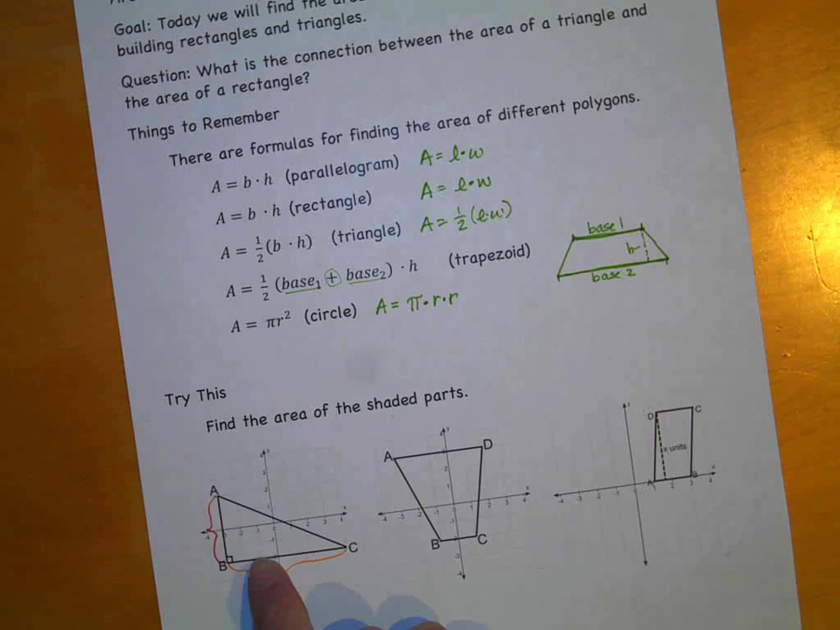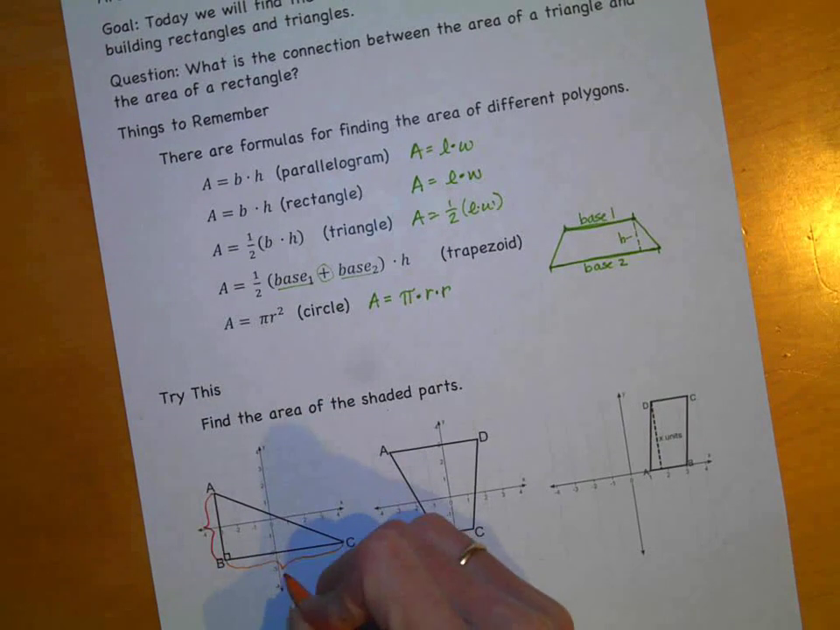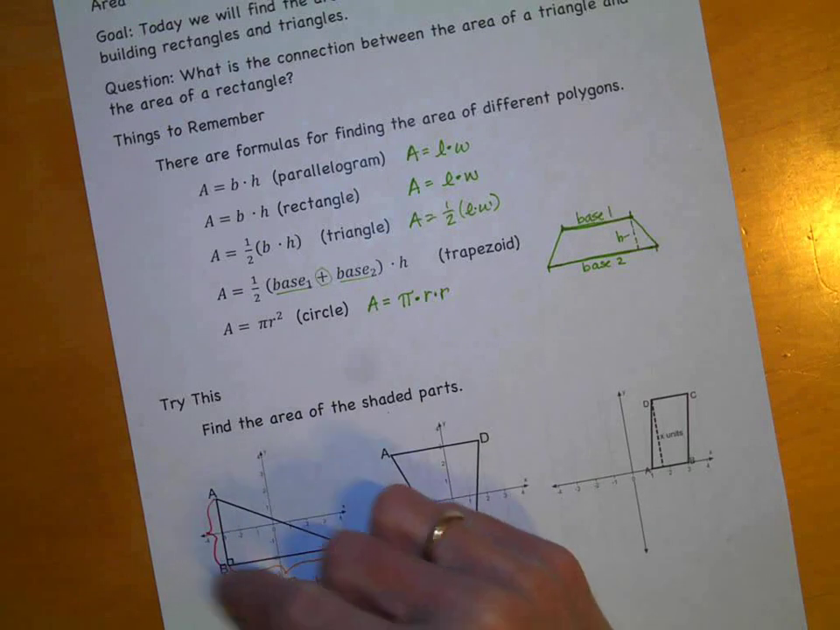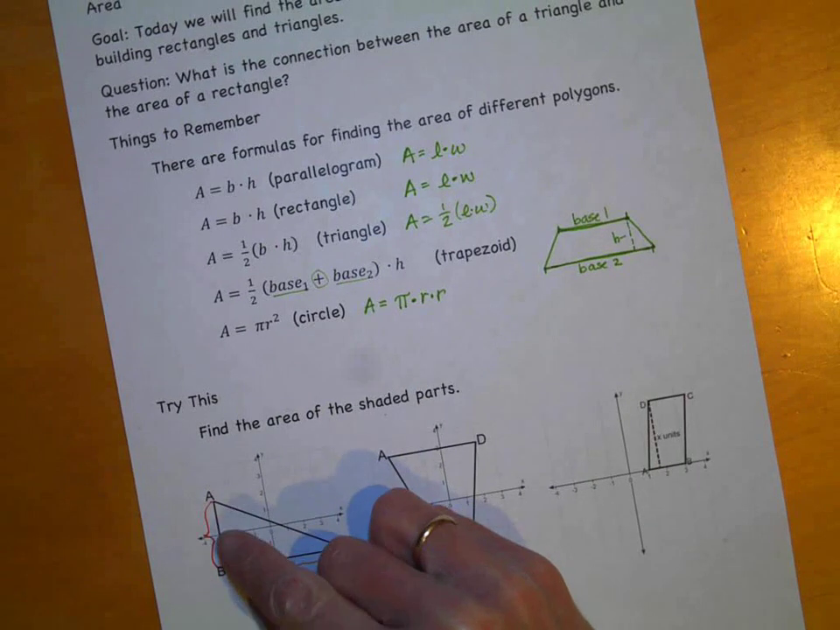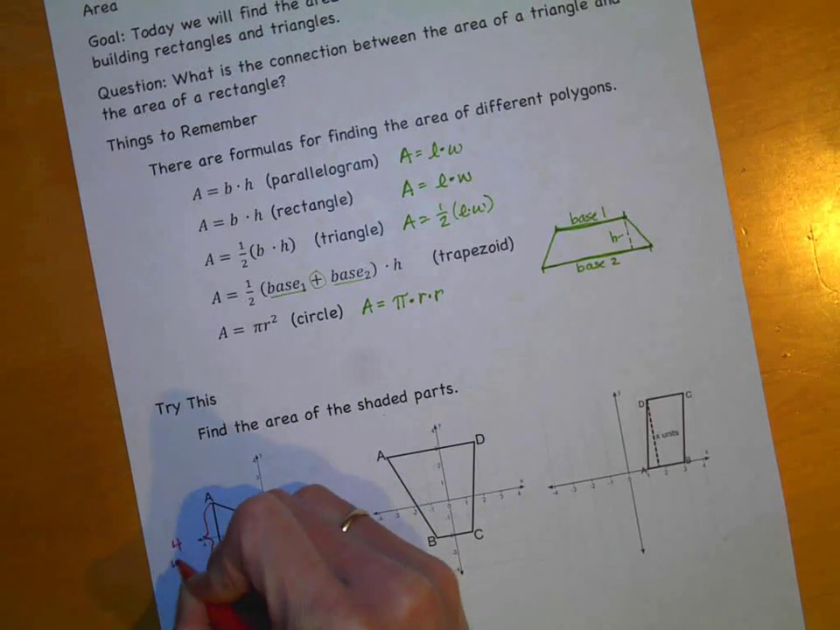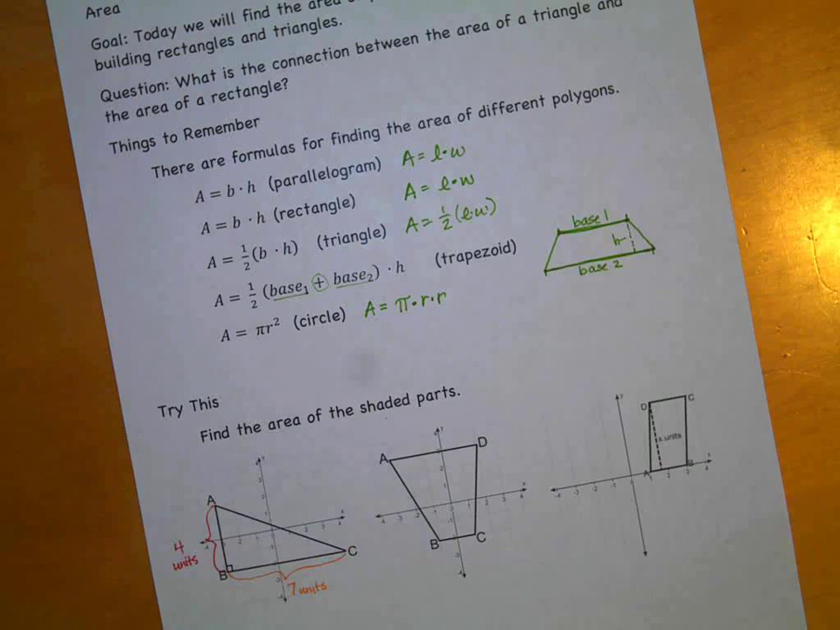Okay, so the way we find our length is, you're on a coordinate plane, so you have to count. So 1 unit, 2 units, 3 units, 4 units, 5 units, 6 units, 7 units. That line is 7 units long, okay? And then you do the same thing for the other side of the triangle: 1 unit, 2 units, 3 units, 4 units. So this one is 4 units.